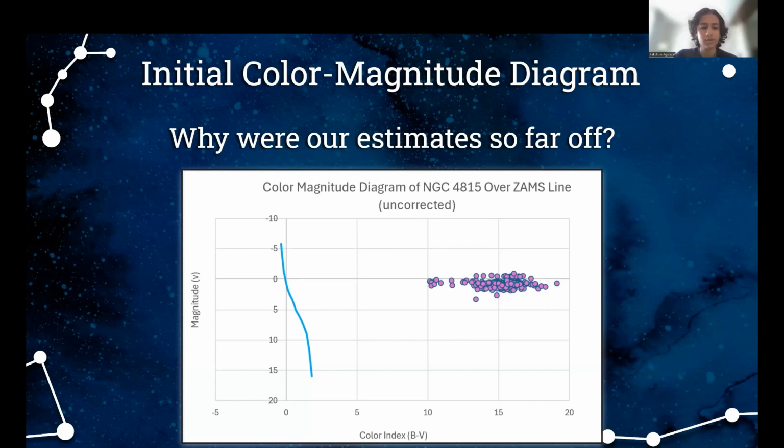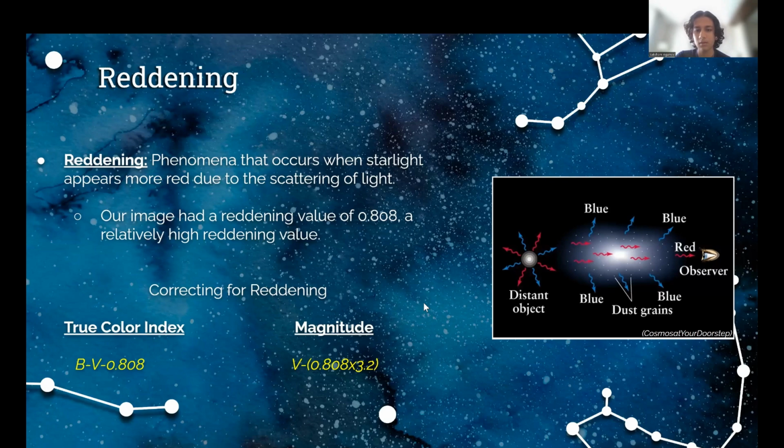So over here on this graph, you can take a look at our initial color magnitude diagram. And as you can see, our ZAMS line is very far away from our initial recordings of our stars. And this is largely due to a phenomenon called reddening. And reddening is a phenomenon that occurs when starlight appears more red due to the scattering of light.